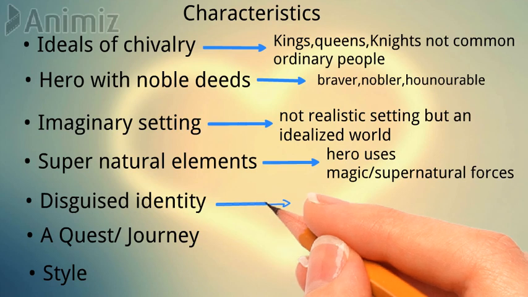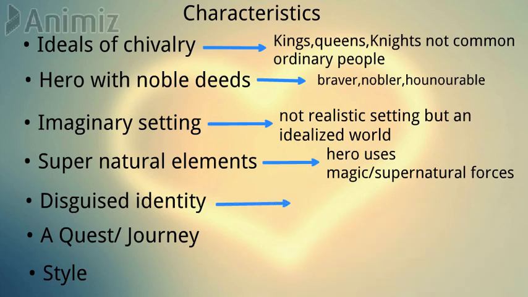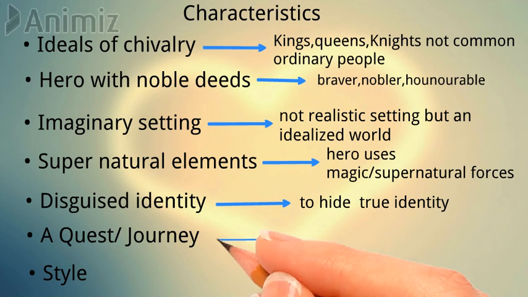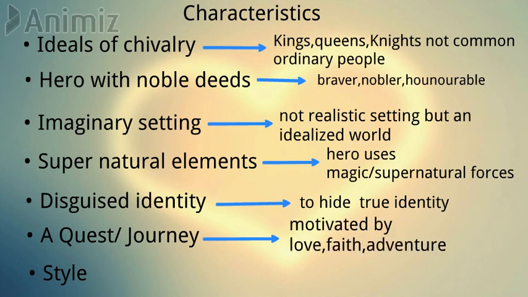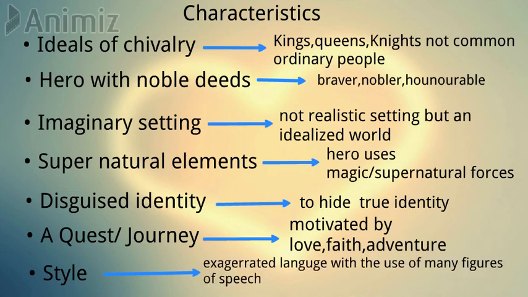Disguised identity. The hero or heroine will often put on a disguise to conceal or hide his or her true identity. A quest. The hero must prove his worth by a quest or journey, motivated by love, faith, or adventure. Last, we have style. The style used for writing the romances was the use of extremely exaggerated language and the use of hyperbole and different figures of speech to elevate the language.